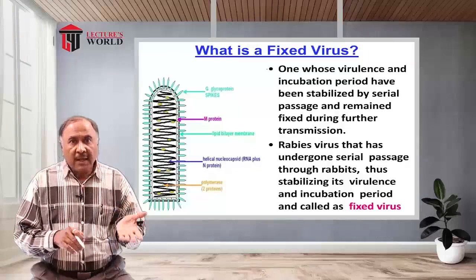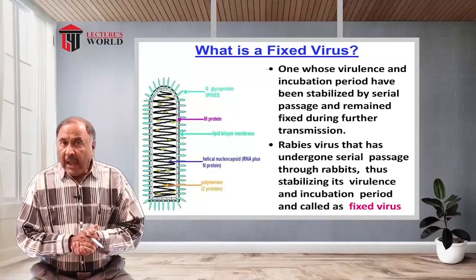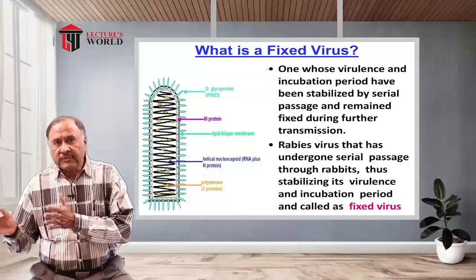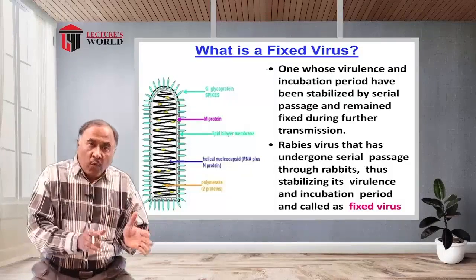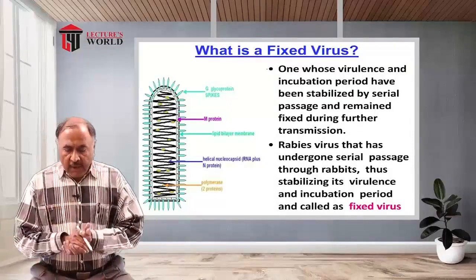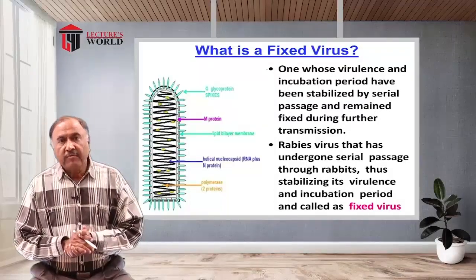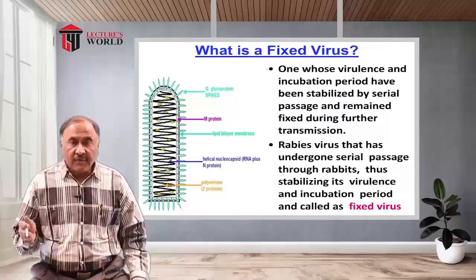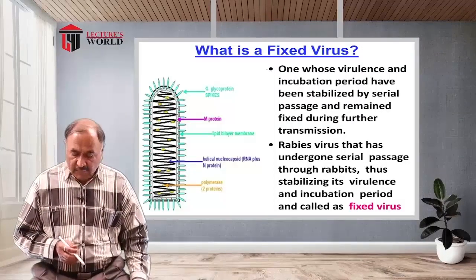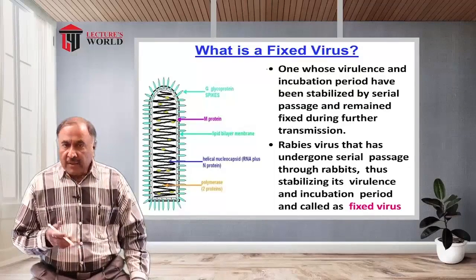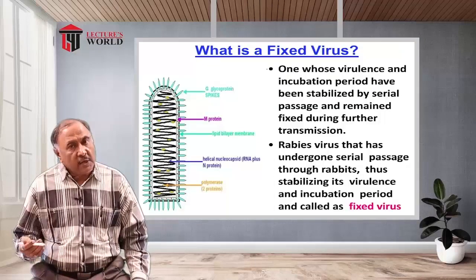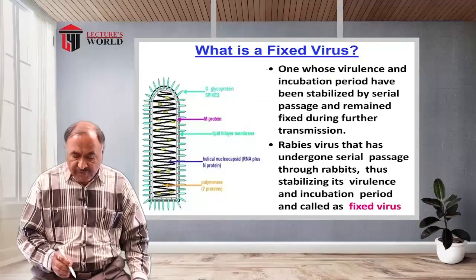The virulence as well as the incubation period have been stabilized. Stabilized means it has been attenuated through the serial transfer from one tissue culture to another, from one animal to another, and it remains fixed during further transmission. Now, this rabies virus, which has undergone serial passage through rabbits, is thus stabilized in its virulence power and in its incubation, and is known as fixed virus.